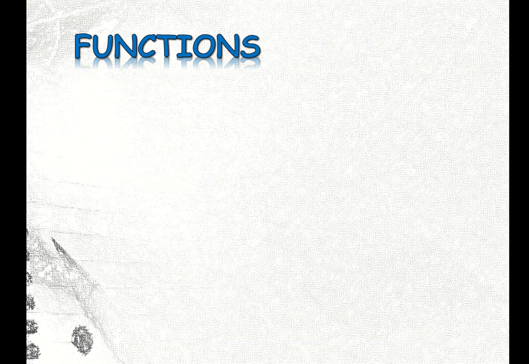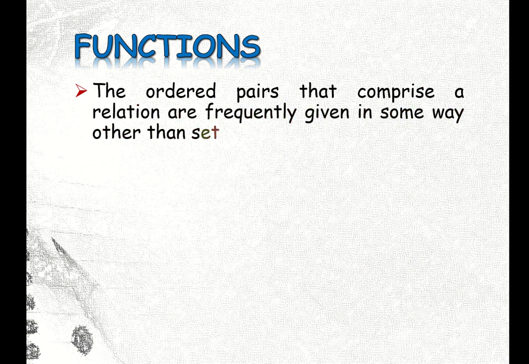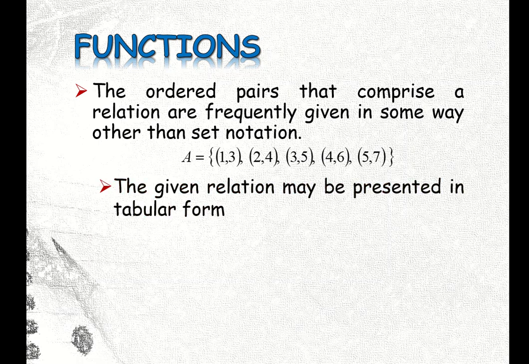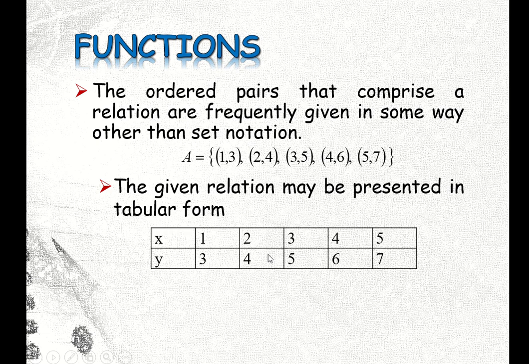Next, the ordered pairs that comprise a relation are frequently given in some way other than set notation. For example, we'll take the same example as in the previous slide, a set that contains all these ordered pairs. The given relation may be presented in tabular form, like the one below. We have x and y here. These are the x values, the abscissa, and these are the values that correspond to y, the ordinates.